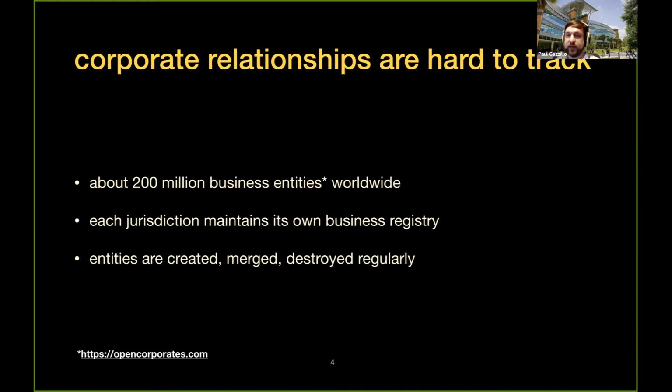And from a computer science perspective, this is a tricky problem. There's hundreds of millions of businesses worldwide, and there isn't just one central database that we can apply some simple graph search algorithms to in order to track this kind of stuff. Each jurisdiction, including each US state, maintains their own business registry and their own regulations about how these businesses need to report and operate. And not only that, over time, these entities are created, merged, and destroyed regularly. So there's millions and millions of companies being formed each year, and some amount that are also being destroyed each year.